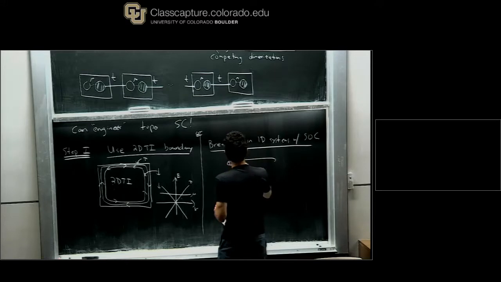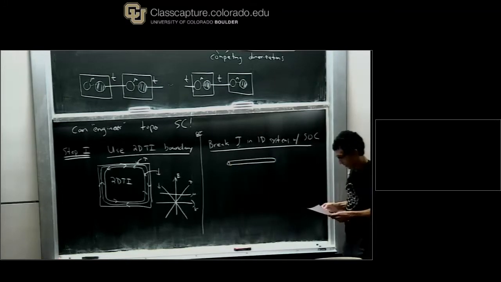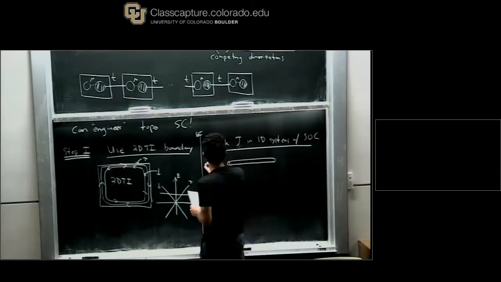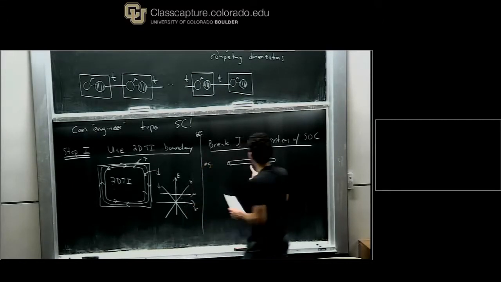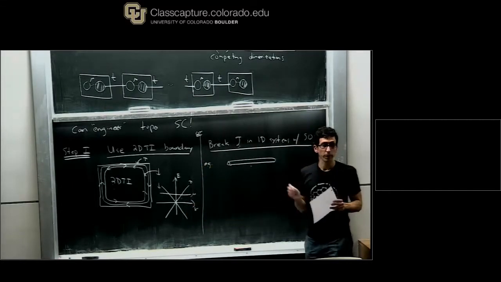Okay, so as an important example, we can consider one-dimensional wires with so-called Rashba spin-orbit coupling.